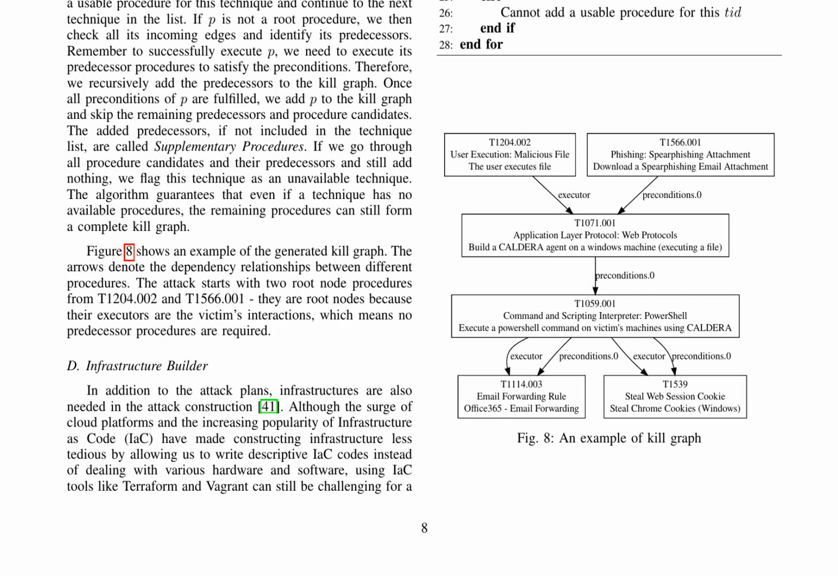The infrastructure builder component constructs the necessary infrastructure for the attack, using infrastructure as code, IAC, tools like Terraform and Vagrant. The system's limitations include the omission of critical steps in CTI reports, the unavailability of certain procedures in the attack arsenal, and the challenges of implementing social engineering attacks in an emulation environment.